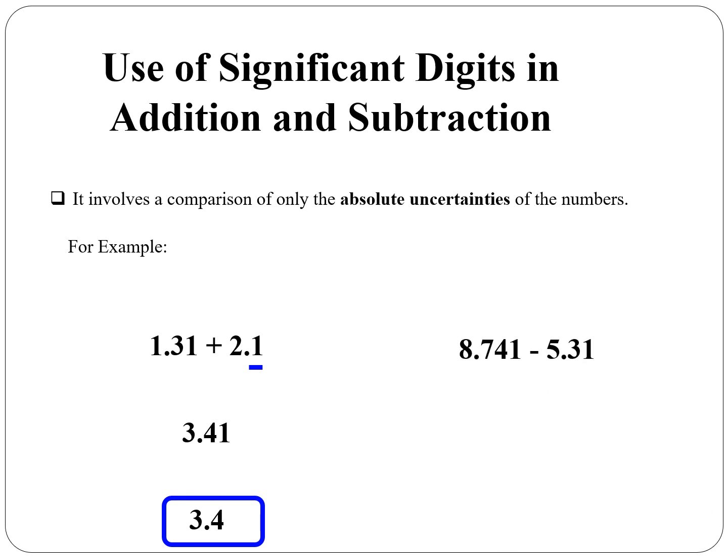Taking a second example for the subtraction, here you can see you have two different numbers, but the number with the least significant digits after the decimal point is the second number, that is 5.31. So we will subtract them, and after subtracting we will round off to two significant figures after the decimal point, and we will get 3.43.